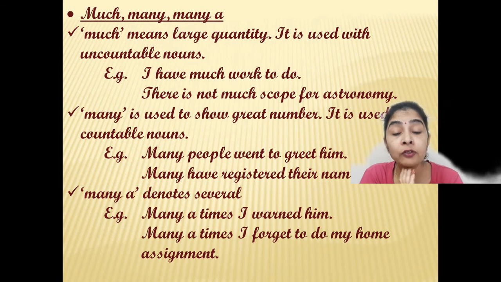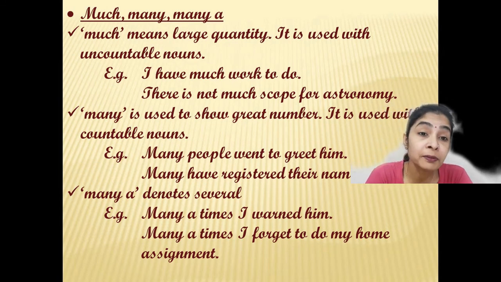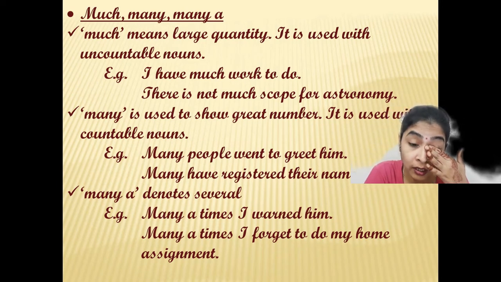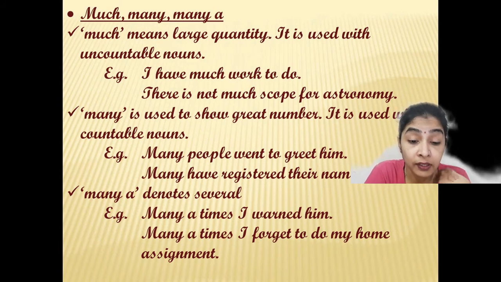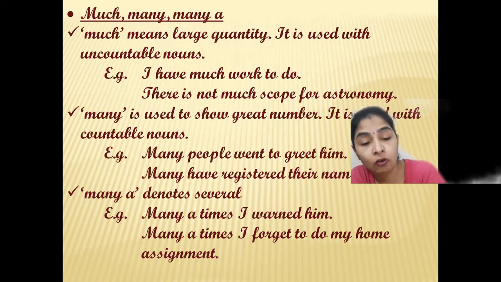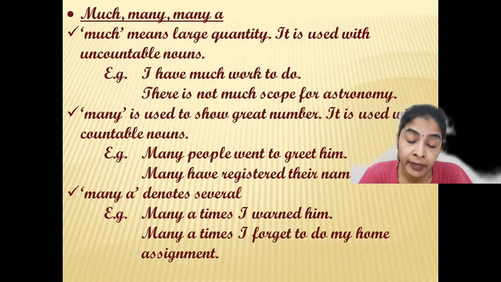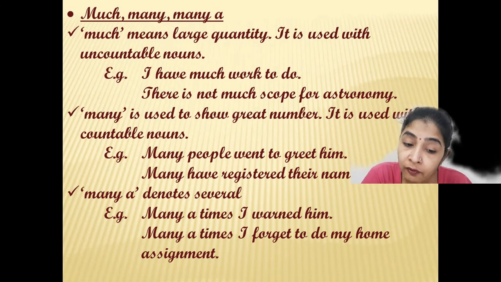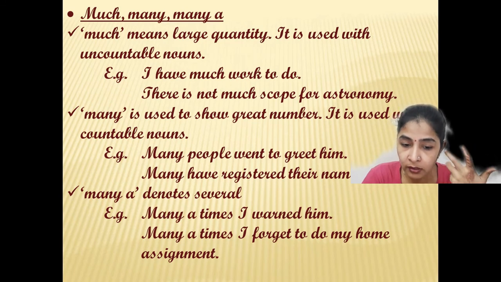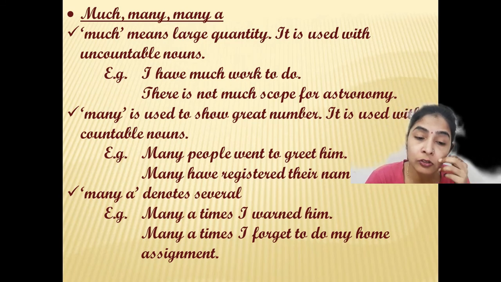Many people went to greet him. So many people. So people are countable. Here we are using many. Many have registered their names. So many people have registered their names. Again we are using it for people that is countable. Okay. Many denotes several. Now when we are using many, it is a word used in place of several. Now for example, many a times I warned him. Okay. Now that means that several times that person was warned by me. Okay. So here many denotes several number of times. Okay, again it is used for countable things.